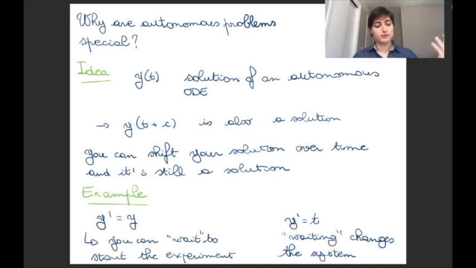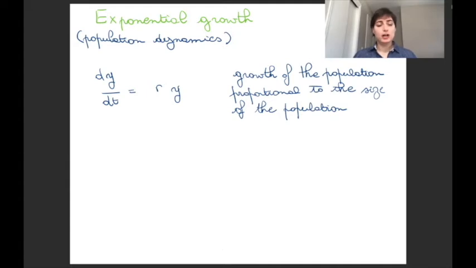So for example, if you have y prime equal to y, in a certain sense what you can do is to wait to start the experiment, and the behavior you see will be the same. Well, if you have something like y prime equals t, waiting to start the experiment changes the state of the system, so the behavior of your solution will also be different. Now that we know what autonomous systems are, we can understand why it's interesting to look at autonomous systems when talking about population dynamics, because we expect population to change only depending on itself, not depending on what time it is.